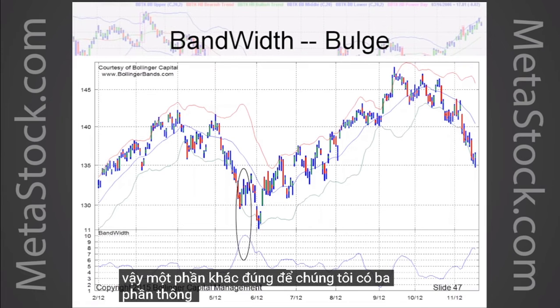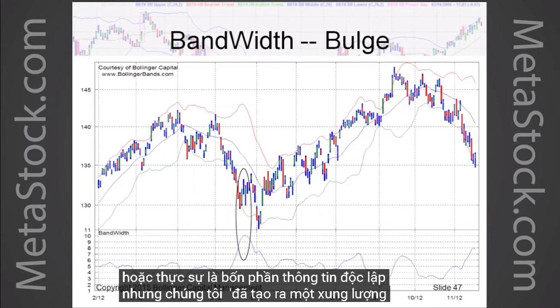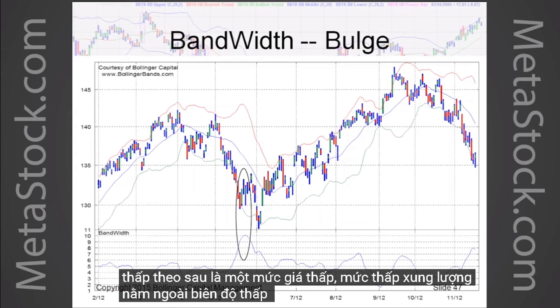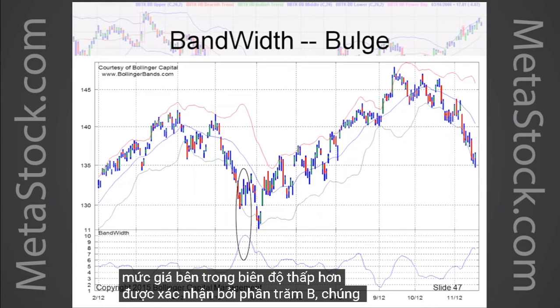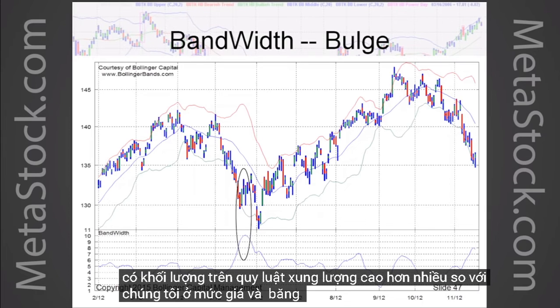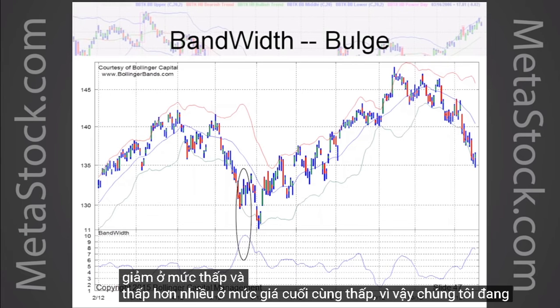So we have 3 independent pieces of information here, or actually 4 independent pieces of information here. We've made a momentum low followed by a price low. The momentum low was outside the lower band, and the price low was inside the lower band, which was confirmed by %B. We've had much higher volume on the momentum low than we did on the price low, and bandwidth turned down at the momentum low and is much lower at the final price low. So we're building up a case.